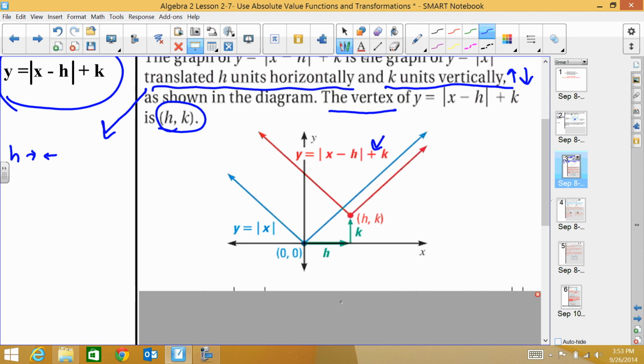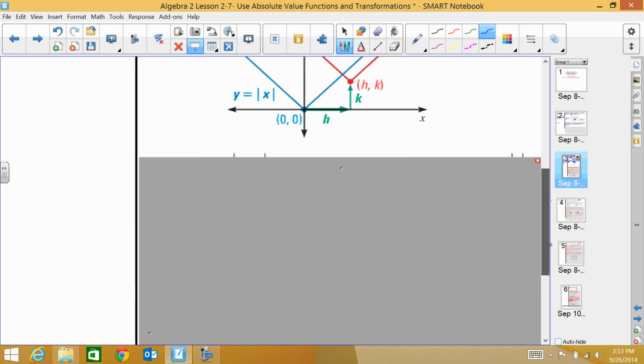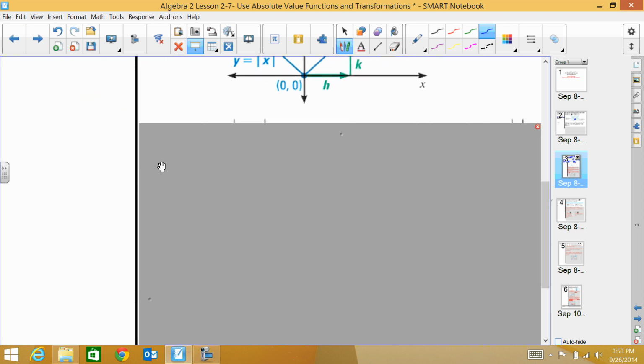Plus means that you're going up if you're on the outside, and minus on the inside of these symbols means that you're going to the right. So minus k would mean that you're going down, and plus h would mean that you're going left. So you have to pay attention to that. Hopefully you noticed those patterns when you were doing the graphing calculator activity, though.